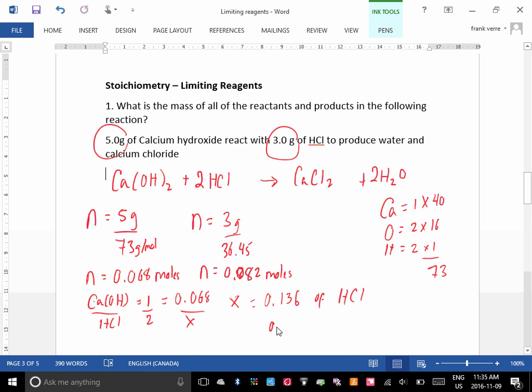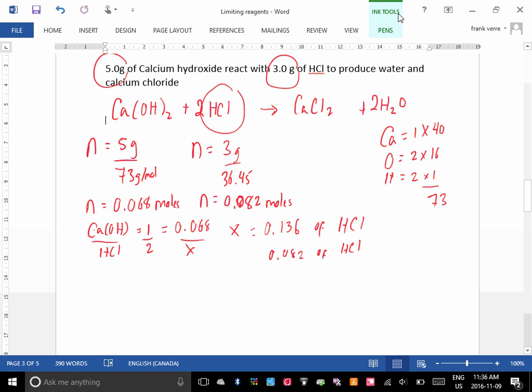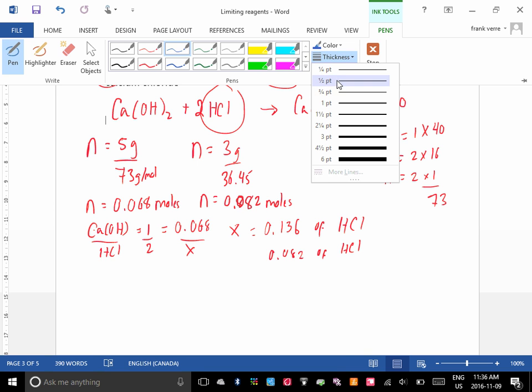But we only have 0.082 moles of HCl. So then what's the limiting reactant? It's the HCl. We don't have enough of this. This is my limiting reactant. Okay? The ratio says I need 0.136. The information says we only have 0.082. Therefore, that's my limiting reactant. Okay. So now we know what our limiting reactant is. We know it's the hydrochloric acid.